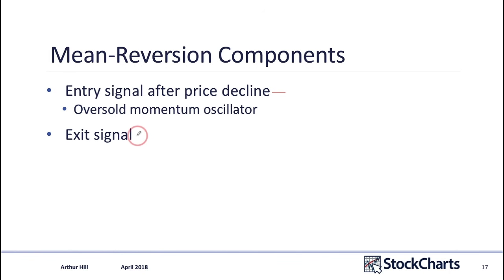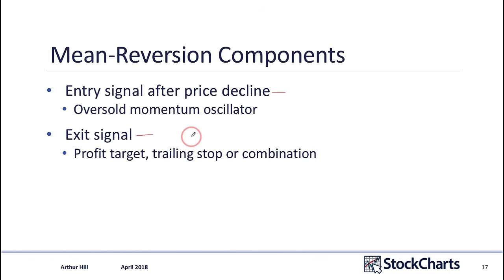Next, you need an exit signal. This is, of course, very important because you need to know your way out once you get in. This can be a profit target, so it could be a percentage move higher or an ATR multiple higher above your buy price. You could implement a trailing stop or a combination. I'm going to show some different testing using all three and show you why I picked one over the other. And the third thing that you need is broad market timing.